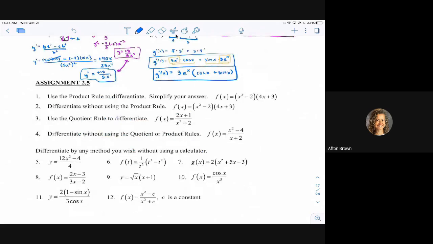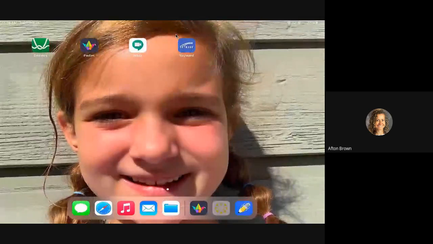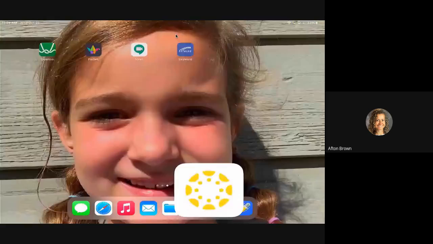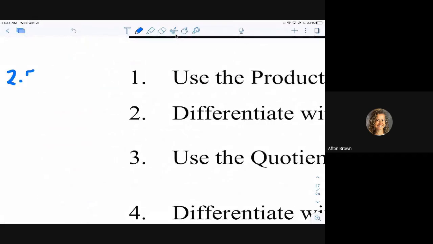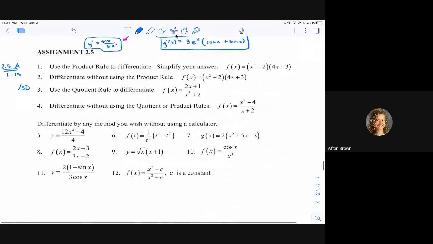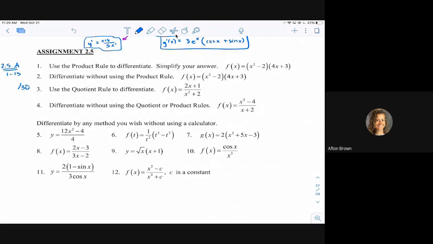Okay, your assignment, I think I said 1 through 15, but let me just double check. Yep, 1 through 15. So your 2-5A is questions 1 through 15, so you're going to score it out of 30. Notice questions 1 and 2, it's the exact same function, right? But on 1, it wants you to use product rule, and on 2, it says without using product rule. How do you do it without using product rule? What would you do on 2? Boil it. Okay, so it's making you practice both ways so that in the future you can choose whichever way you want, and you're comfortable doing it both ways.